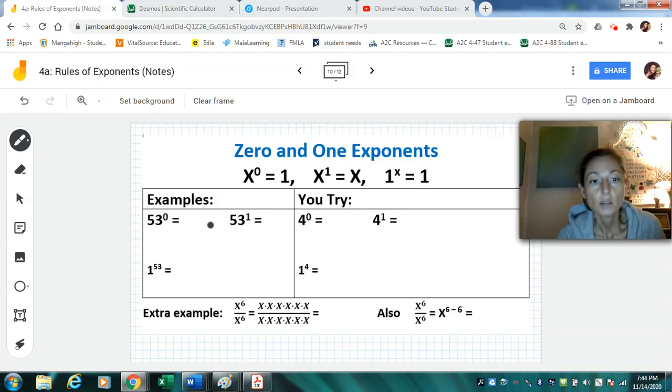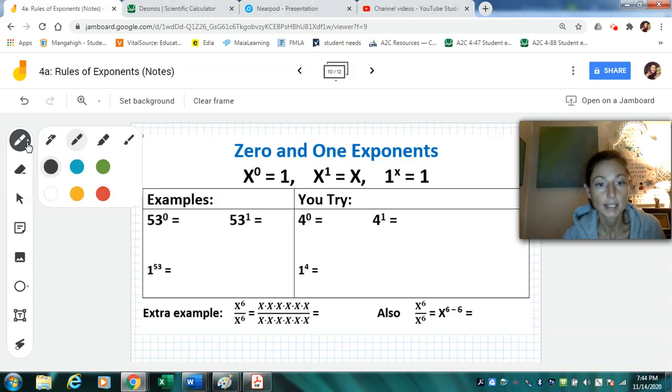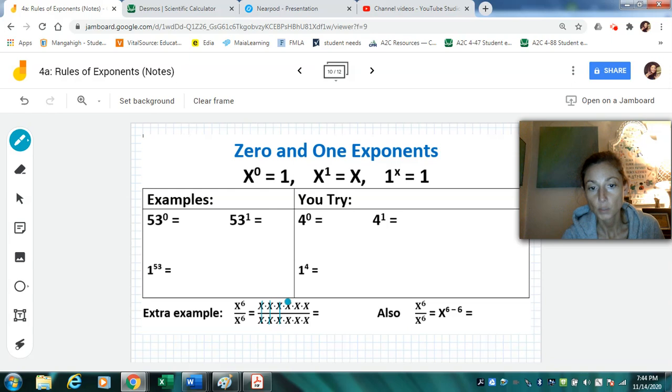All right, so here, the first thing I'm going to look at is this example down at the bottom. If we have x to the 6th over x to the 6th, what happens here is everything cancels out. X divided by x is 1, so that's 1 times 1 times 1 times 1, and we're just left with 1.